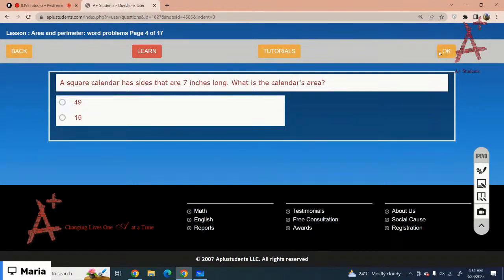Very good. Okay, a square calendar has sides that are 7 inches long. What is the calendar's area? Which is the correct option? Yes, that would be 49. Got it? That is a square. So a square has side times side. That would be 49.